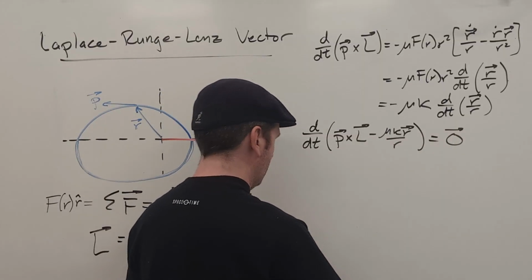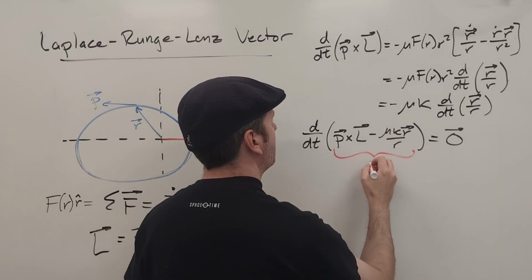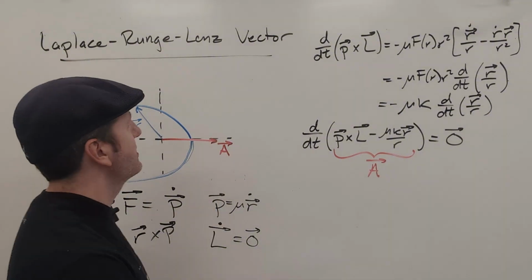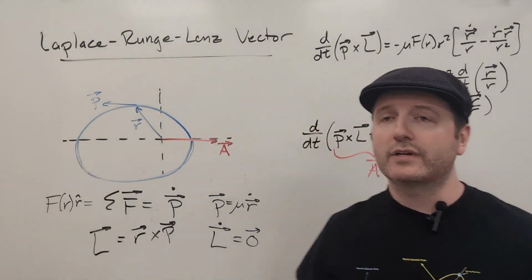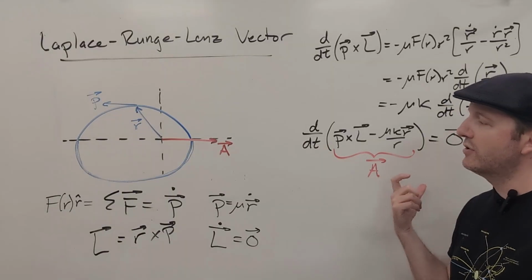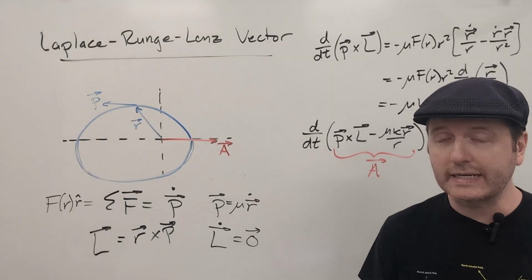Well, I'm going to call this combination a new vector. It's usually given the letter capital A, and that is exactly this Laplace-Runge-Lenz vector. It is a conserved vector. So dA/dt is 0, just like dL/dt was 0. So it's another conserved vector quantity.